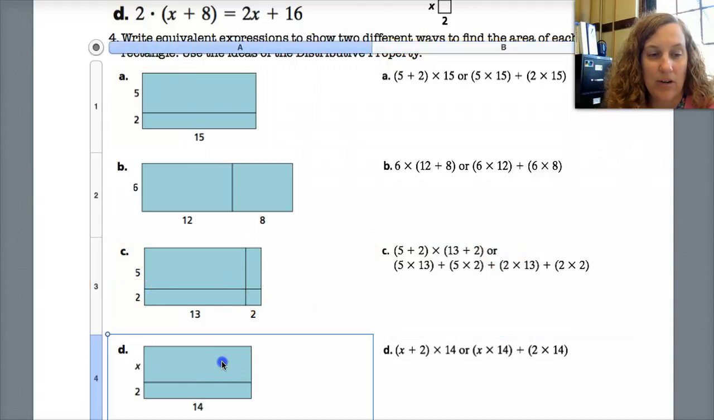And the last question is, we have one side is split up into x and 2, and the other side is 14. The longer way, the way we know, x times 14 plus 2 times 14. Or you can say x plus 2 times 14.